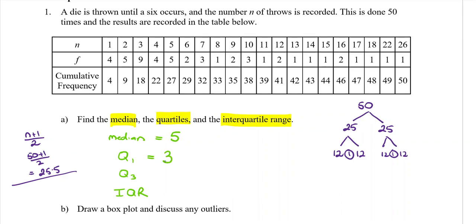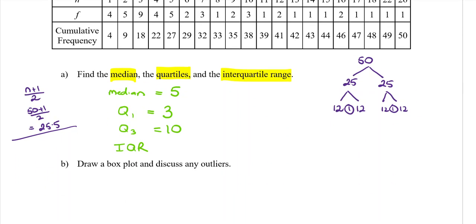Going 13 back from the higher end, we had 50 scores. So 50 take away 13 is 37. So where does 37 fall? There. So it'll be in the 10. The interquartile range is the Q3 minus the Q1. So 10 take away 3, which makes 7. Obviously, all this stuff that I've done in purple, you don't need to draw, but it can be helpful in working it out.